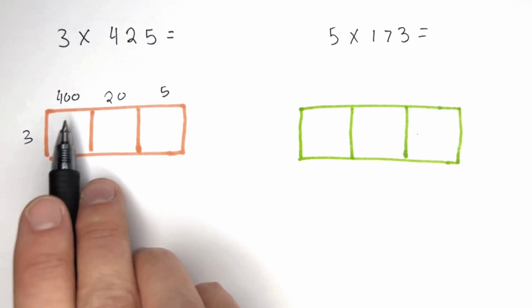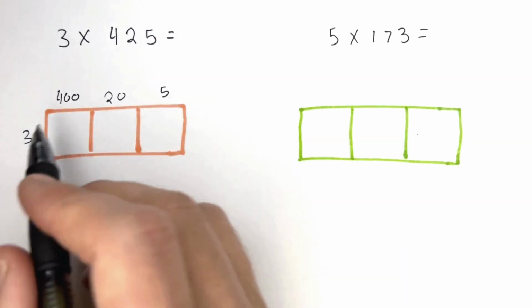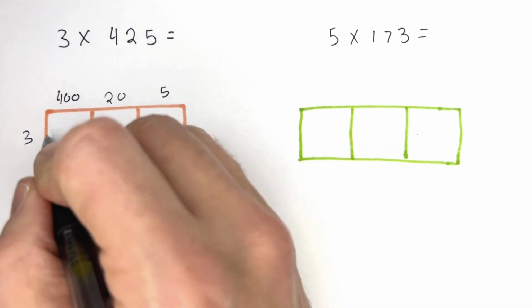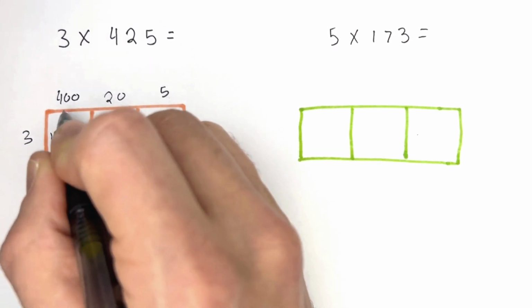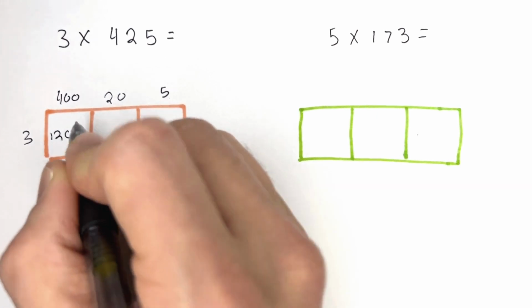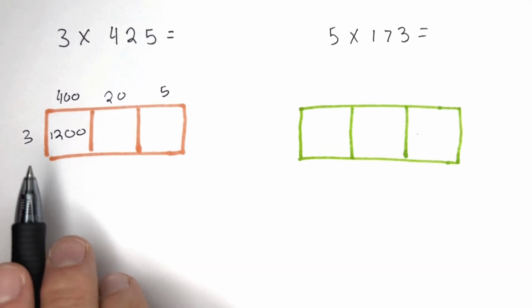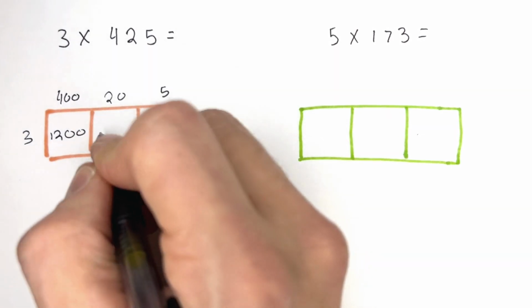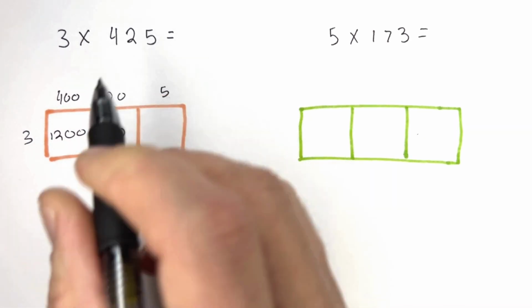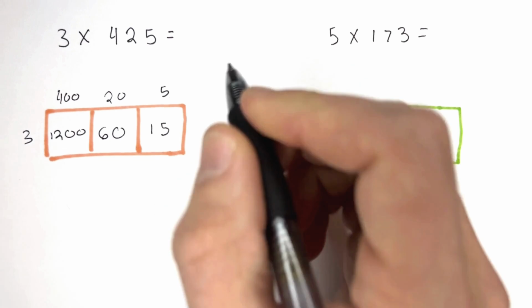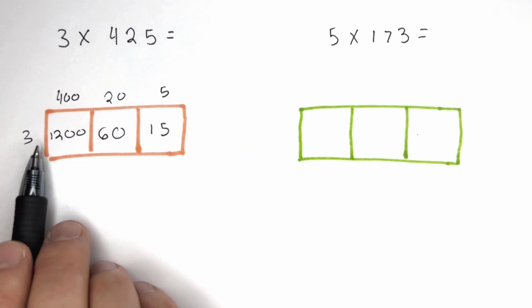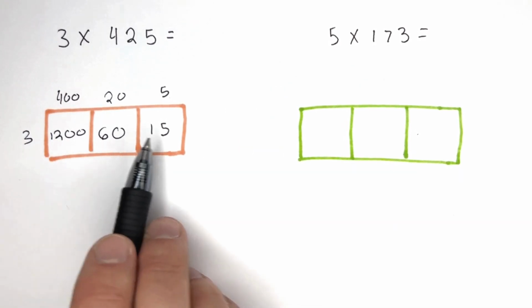So I'm going to do 3 times 400. Well, 3 times 400, I'm going to have to write really small here, would be, let's see, 3 times 4 is 12, and I have 2 zeros on the end, so I'll put the 2 zeros on the end. 3 times 20, that would be 60. And then 3 times 5, that would be 15. All right, so now I have found out the answers for each little box here.